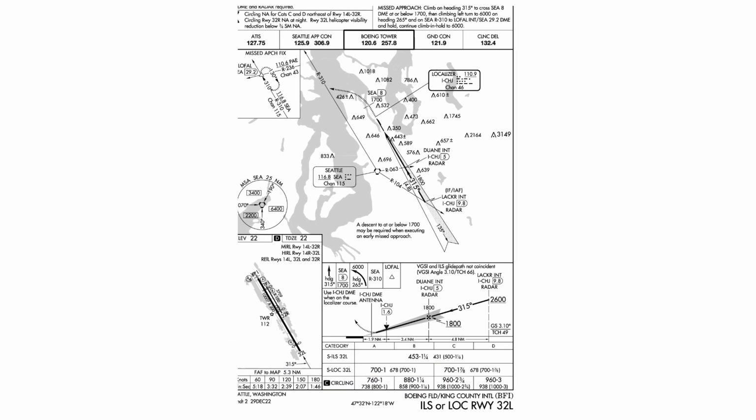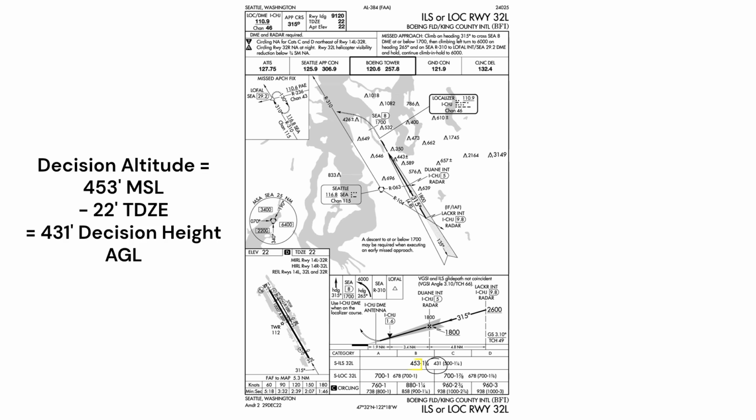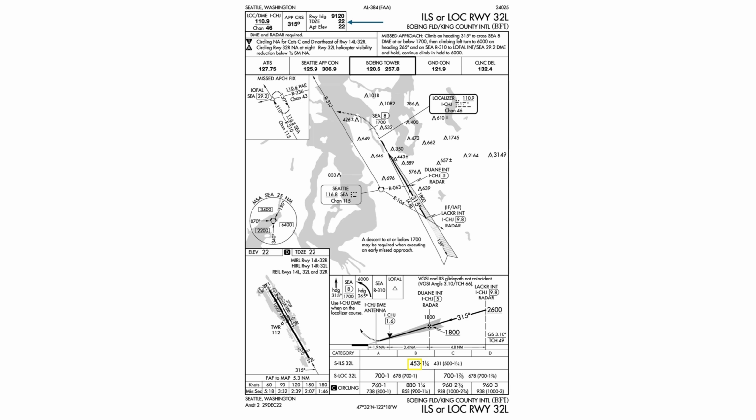The decision height is the height above the runway threshold instead of mean sea level. So decision height is measured in AGL, above ground level. Think of it as a more specific way to measure your decision point. The decision altitude at Boeing Field in Seattle is 453 feet MSL. The touchdown zone elevation is 22 feet. 453 minus 22 gives you the decision height of 431 feet, as illustrated in the landing minimum section.